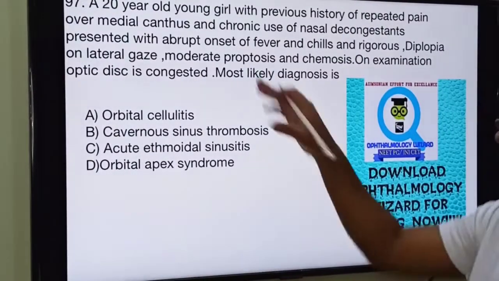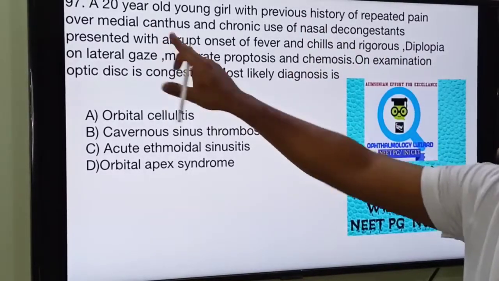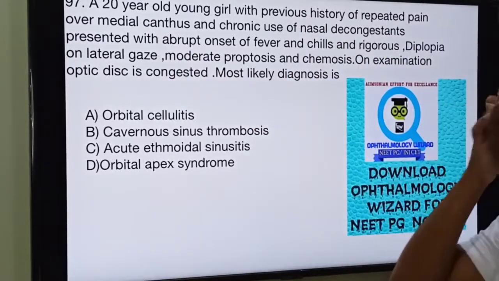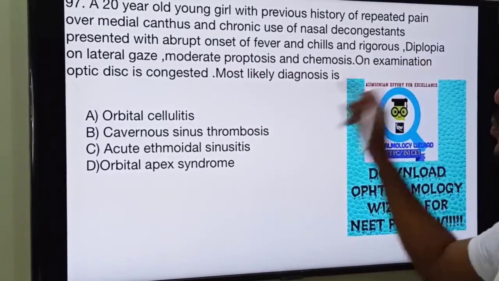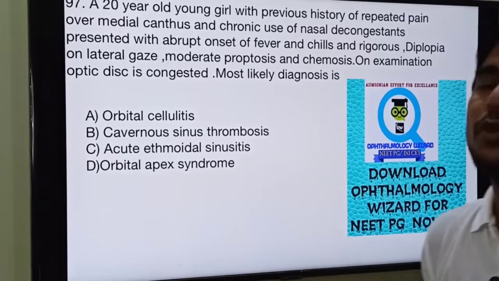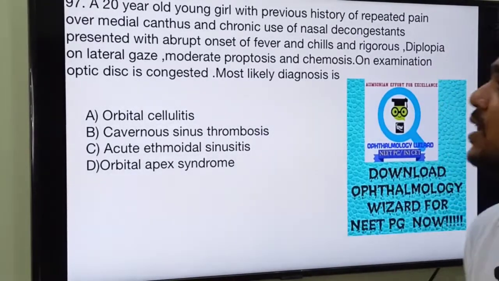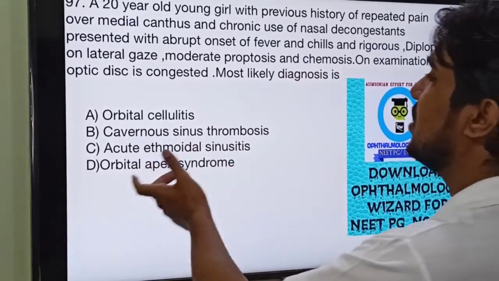Remember this fact. A 20-year-old girl, see the age, with a previous history of repeated pain over the medial canthus. यहाँ पे उसको पेन हो रहा है. Chronic use of nasal decongestant with abrupt onset of fever, chills and rigors. Diplopia on lateral gaze, which means there is a problem in the lateral rectus muscle. Moderate proptosis, chemosis, and on examination the optic disc is congested.